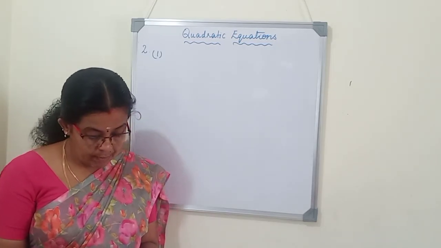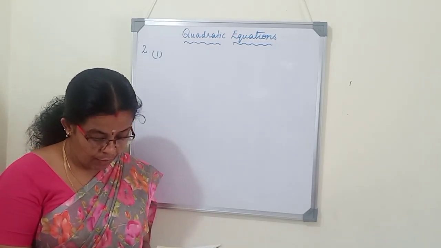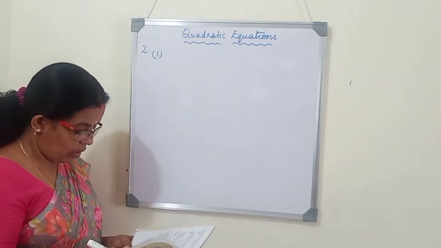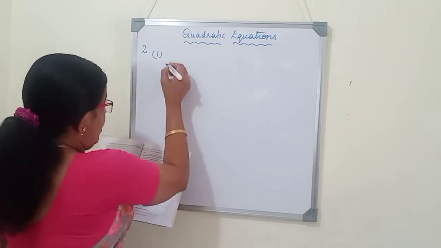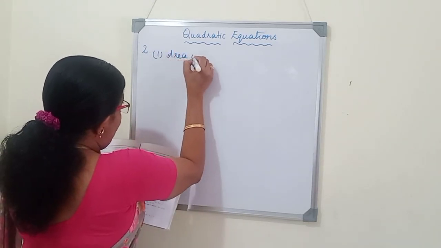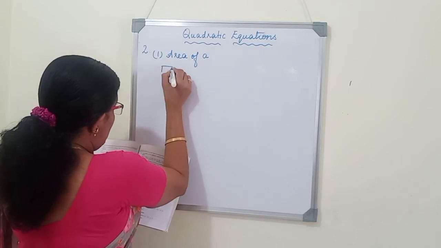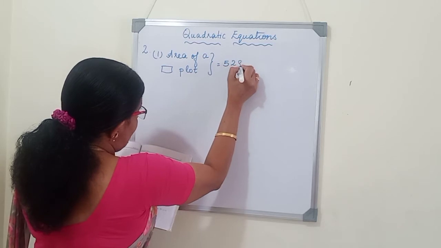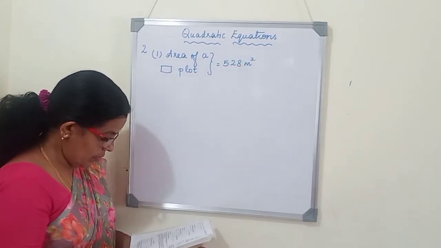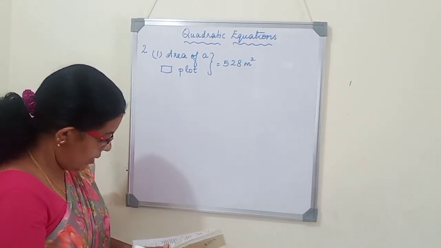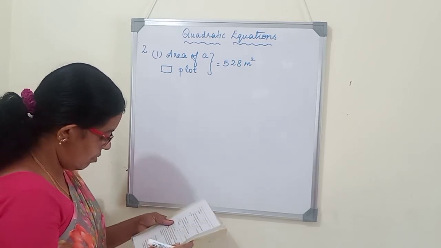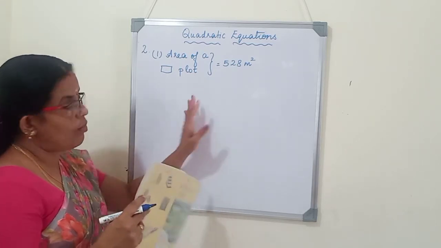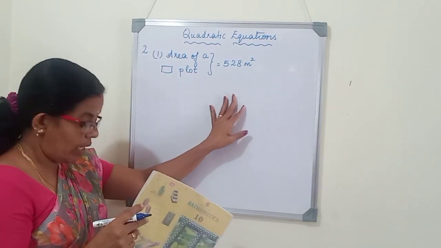Next question is, represent the following situations in the form of quadratic equations. First question: the area of a rectangular plot is 528 meters square. Area of a rectangular plot equals 528 meters square. The length of the plot in meters is 1 more than twice its breadth. So here we have to represent the situation in the form of a quadratic equation. We have to just form a quadratic equation.